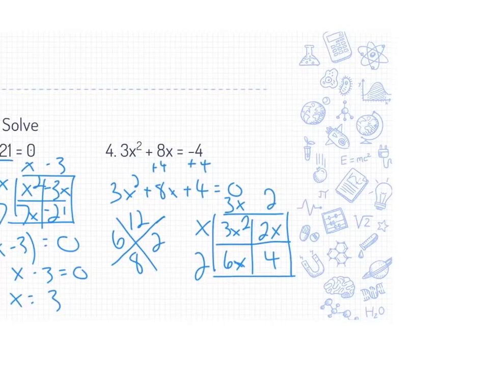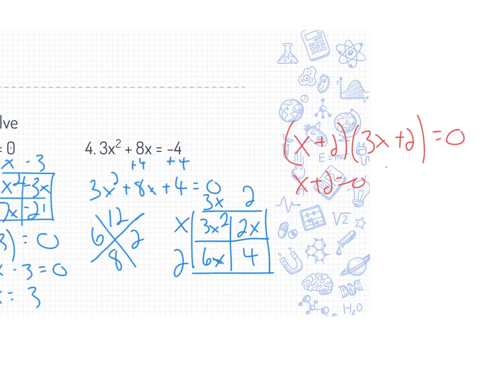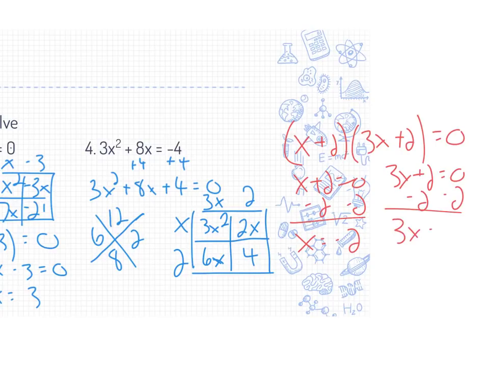So then, as we continue to solve this, it gives me x plus 2 times 3x plus 2. And that's equal to 0, so I get x plus 2 equals 0 and 3x plus 2 equals 0. Subtract 2, and x equals negative 2. Subtract 2 here as well, but this time we have a 3x, so we need to divide by that 3, and then x equals negative 2/3. So our two answers are negative 2 and negative 2/3.